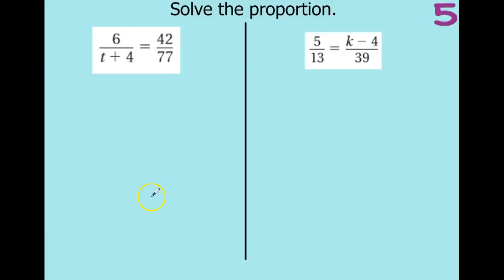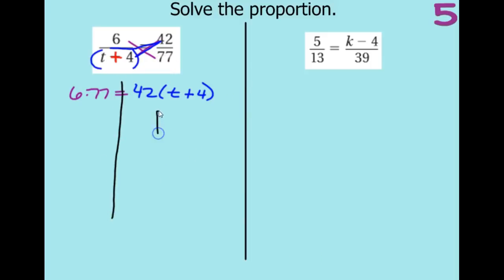Alright, next we have a couple more. These ones are a little different because if you notice, there's not just a number and a letter next to each other like 4t. This one says t plus 4. These are very different things. We need to make sure we treat them differently as well. We are going to still cross multiply, so 6 times 77. Is that equal to the other side? We have t plus 4 times 42. Well, if we have addition or subtraction, we need to keep that in parentheses because we're multiplying the 42 by both parts here. So 42 and then t plus 4.